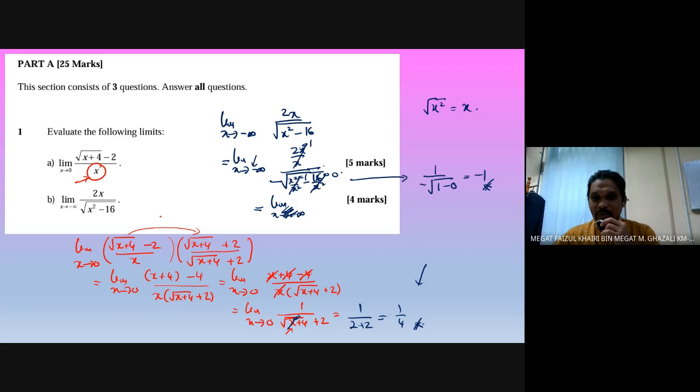Ada lagi yang masuk apa? Lower on. Ni apa?